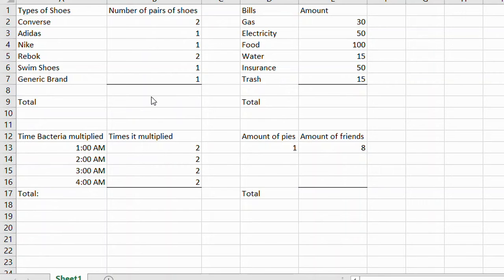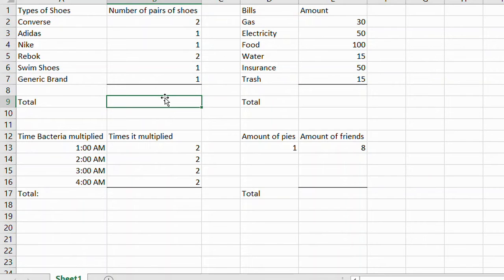First off, we're going to start with the top left here, and I want to know how many pairs of shoes I have in my shoe rack. Here in the first column, it shows the brands or types of shoes that I have, and here are the number of shoes I have in my rack. So to find out the total, I want to add up all the pairs of shoes in my rack.